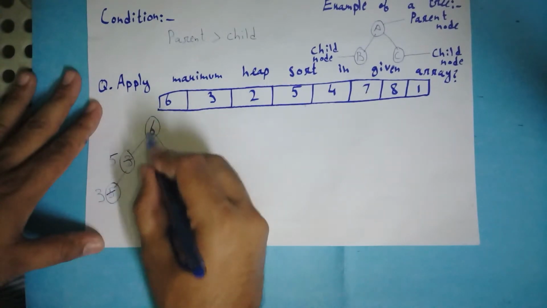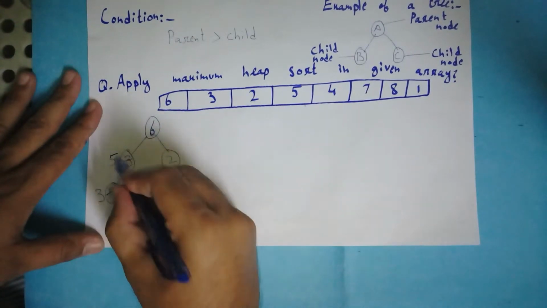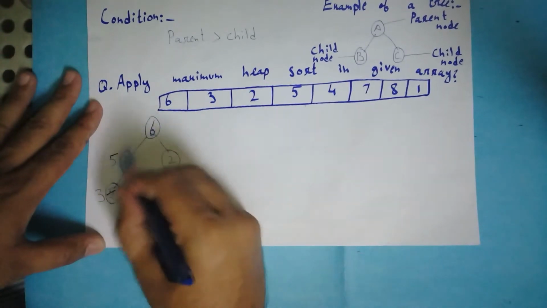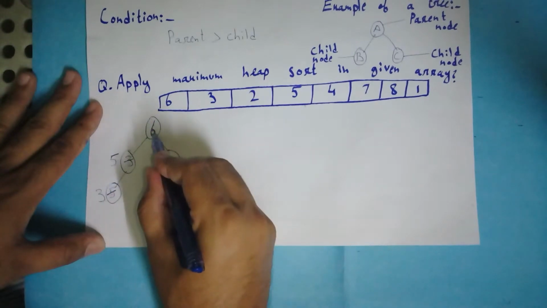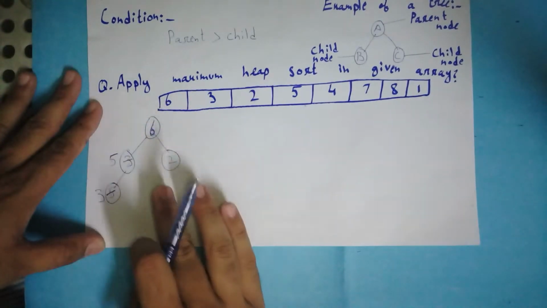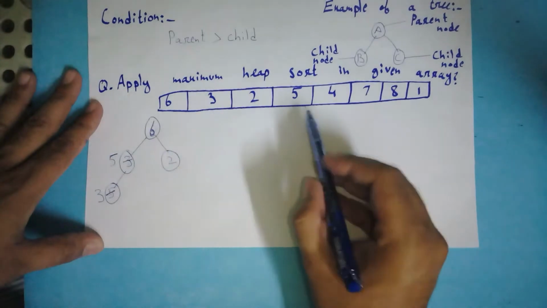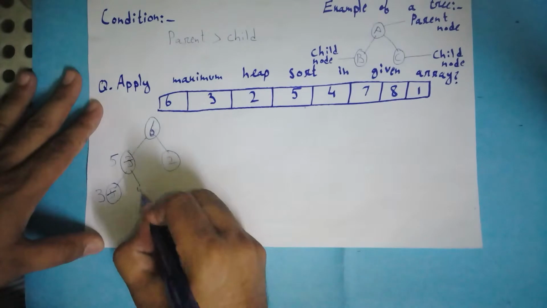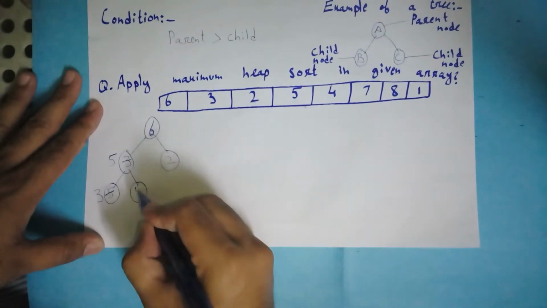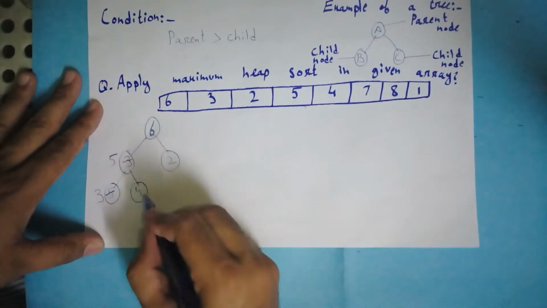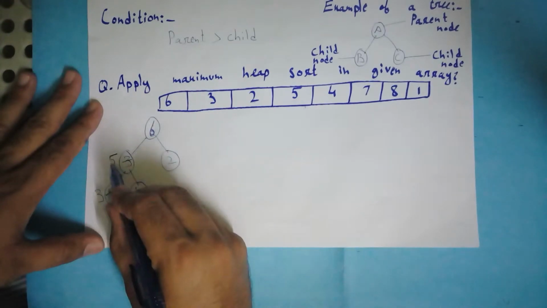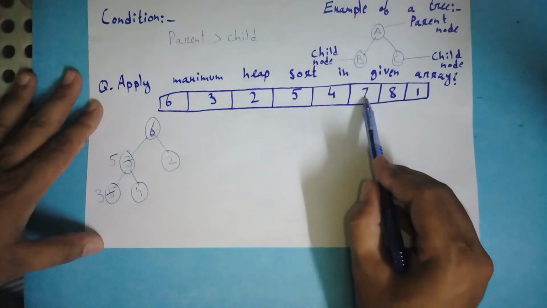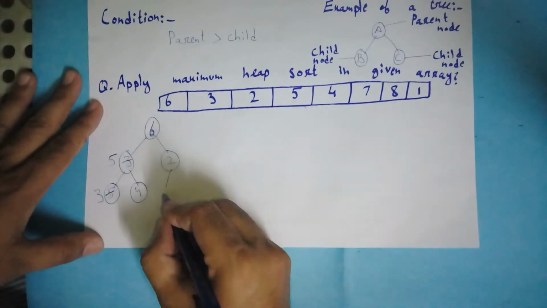Now I check again. This condition is true, but I check that one as well, because now this is a child node of this node. 5 is less than 6, so the condition is true, and I leave it here and go back to the array. After 5 the element is 4, so I write 4 over here. Again I check the condition. It is true because 4 is less than 5. Again I go to the next element. After 4 comes 7, so I write 7 over here.